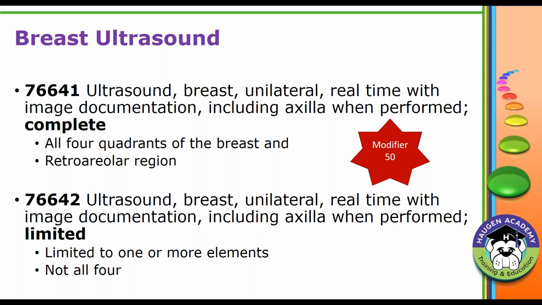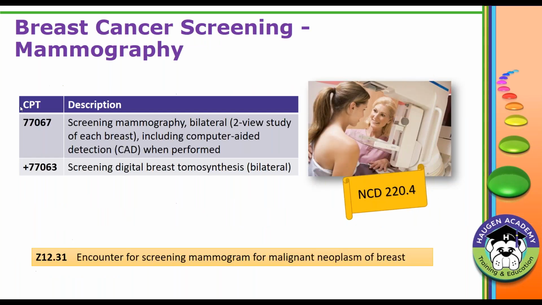So if you're coding the complete, you'll want to make sure all of those elements are included in the documentation. And the modifier 50 does apply if these are done bilateral. And if it's only an axillary ultrasound, CPT does instruct us to use 76882. For mammography, the screening mammography codes are here. These are different from the diagnostic mammography codes, but we have 77067, and then we have an add-on code if TOMO is done, so 77063.